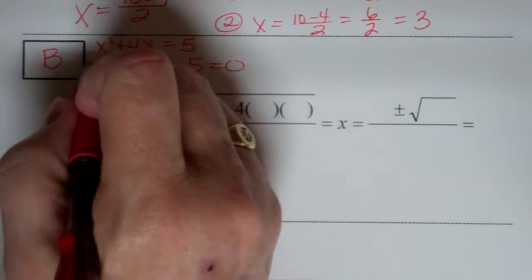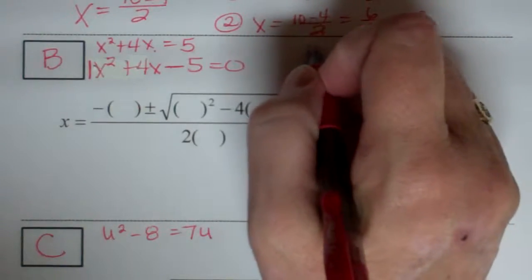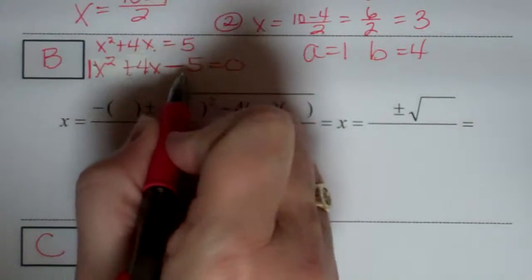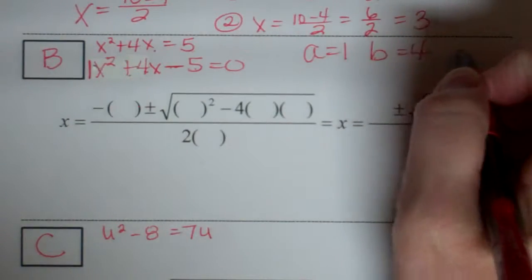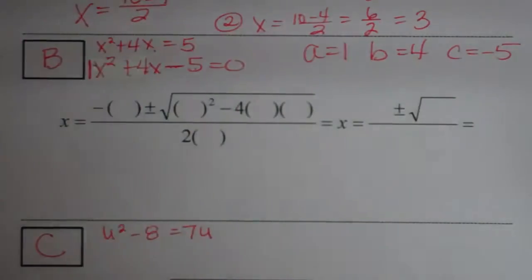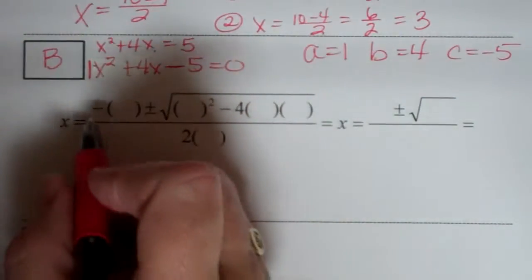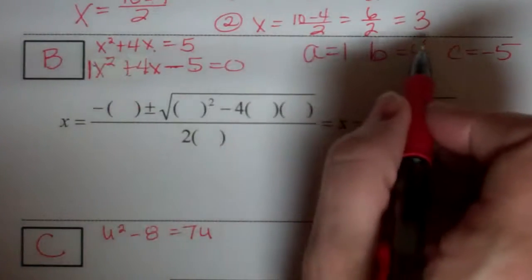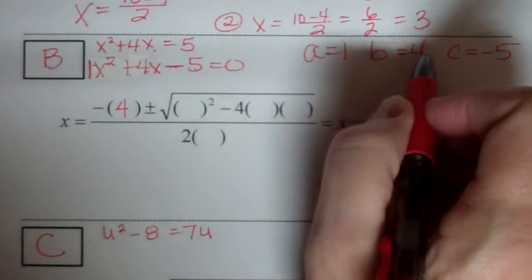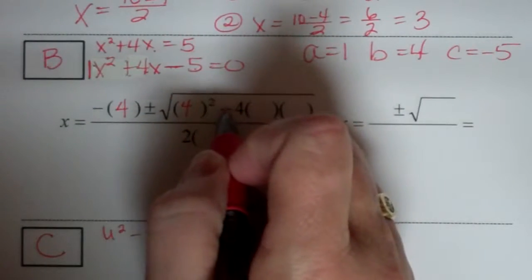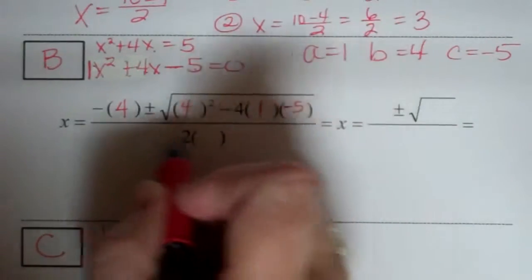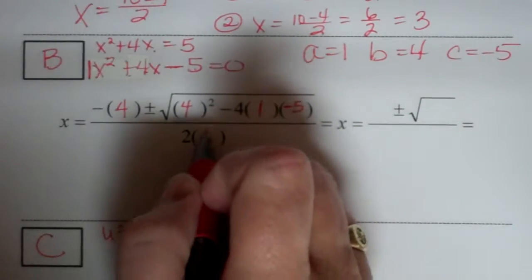So now what's in front of this x squared is an understood 1. A is equal to 1. B is equal to 4. Positive 4. And C is equal to minus 5. So when I plug in, I need to watch those signs. And here we go again. X is equal to negative b, that b is 4, plus or minus the square root of b squared, still 4, minus 4ac, a is 1, c is negative 5, all over 2a, and my a is 1.